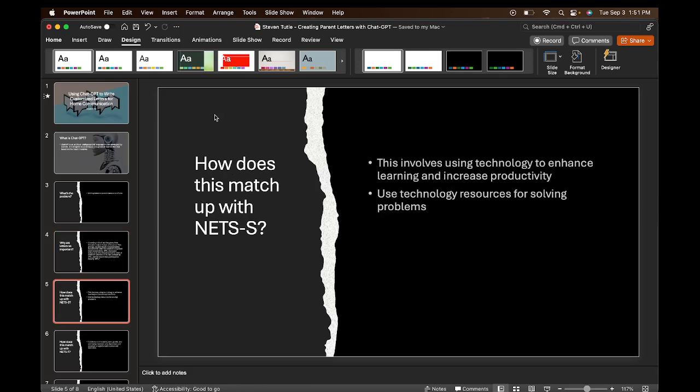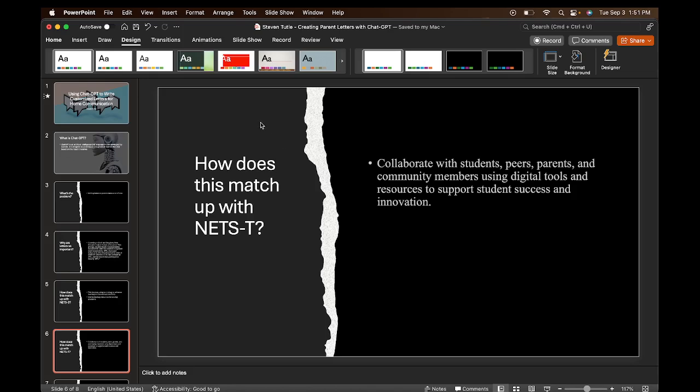But how does this match up with standards? Well, the NETS wants us to involve technology to enhance learning and increase productivity, which obviously I'll show you how that is true, and use technology resources for solving problems. Well, again, I'm going to show you how we solve this problem of writing letters to parents. What about NETS-T? Well, we need to collaborate with parents and community members using digital tools and resources to support student success and innovation.